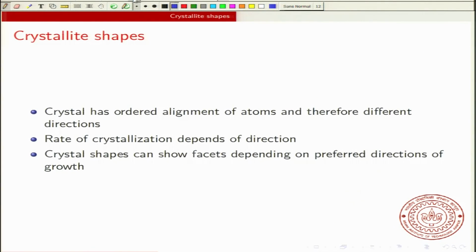The last thing that I want to talk about today is the shape of crystals, or more precisely the shape of a crystallite. When I say crystallite, I mean a piece of a crystal. So if you are growing a crystal, then what is the shape? Is it like a cube, or is it like a hexagon?